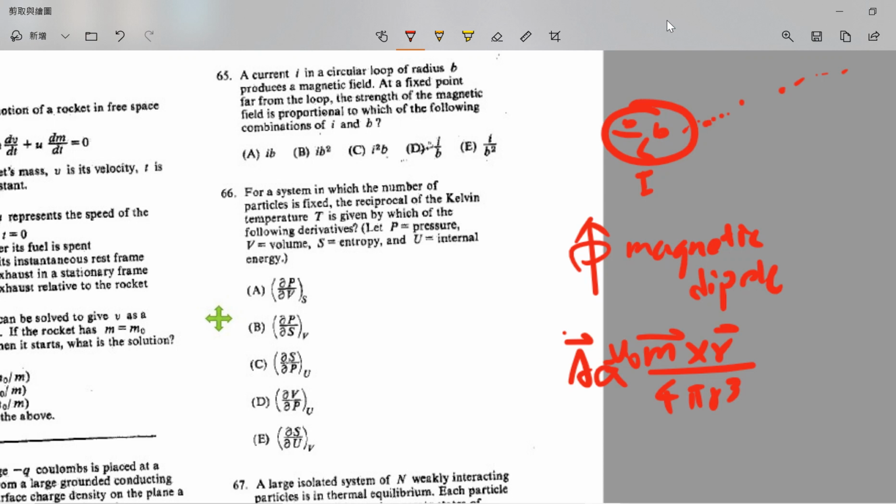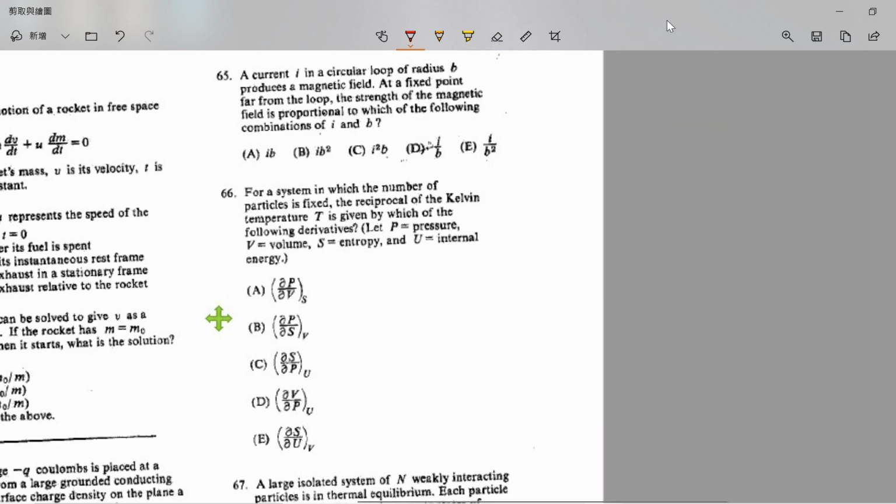So this is similar to the electric dipole. So basically, if you are very far, your vector potential will depend on the magnetic dipole, and so your magnetic field will depend on the magnetic dipole. So the answer is the magnetic dipole. So magnetic dipole is just I times area. So pi b squared times I. So it should be C. It should be B.